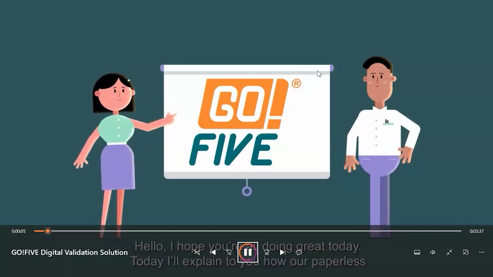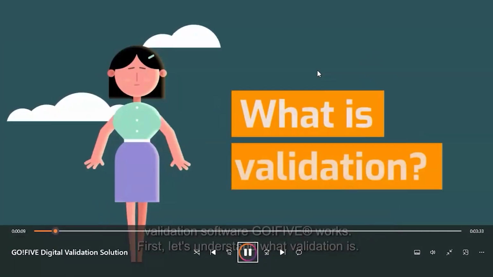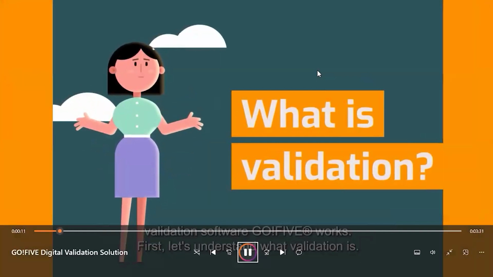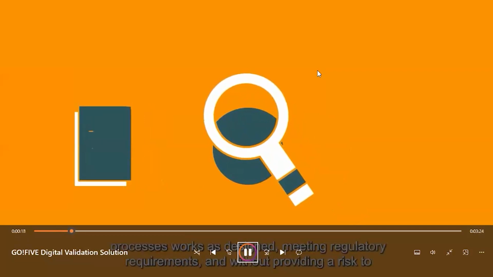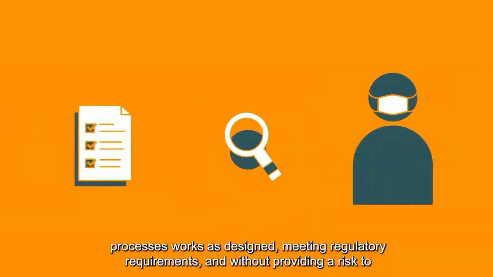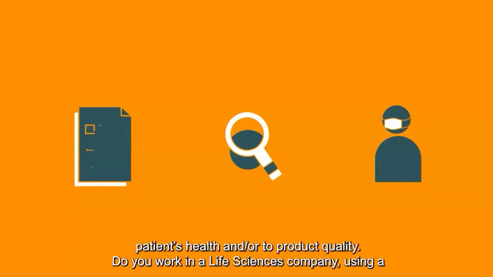Today, I'll explain to you how our paperless validation software Go5 works. First, let's understand what validation is. Validation is documented evidence that ensures a system, equipment, and/or processes works as designed, meeting regulatory requirements, and without providing a risk to patients' health and/or to product quality.